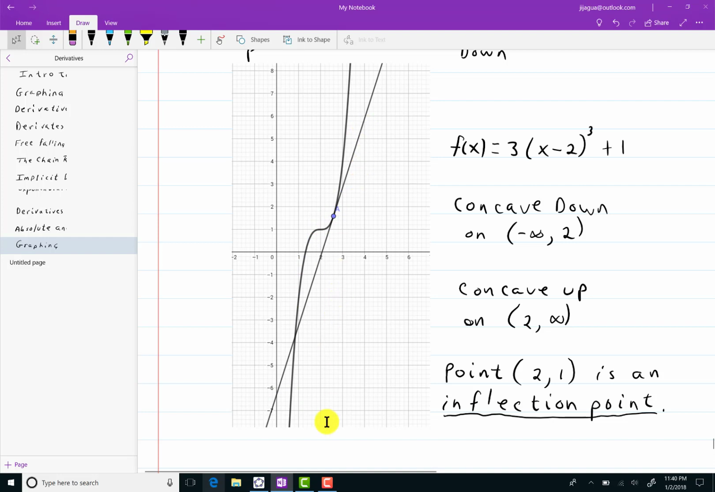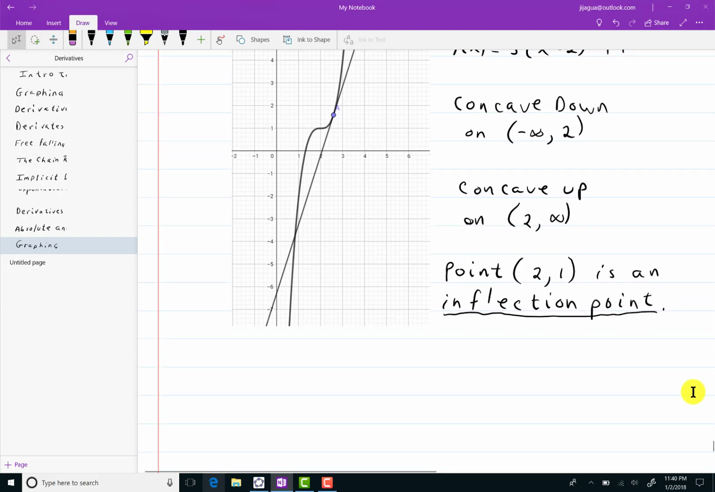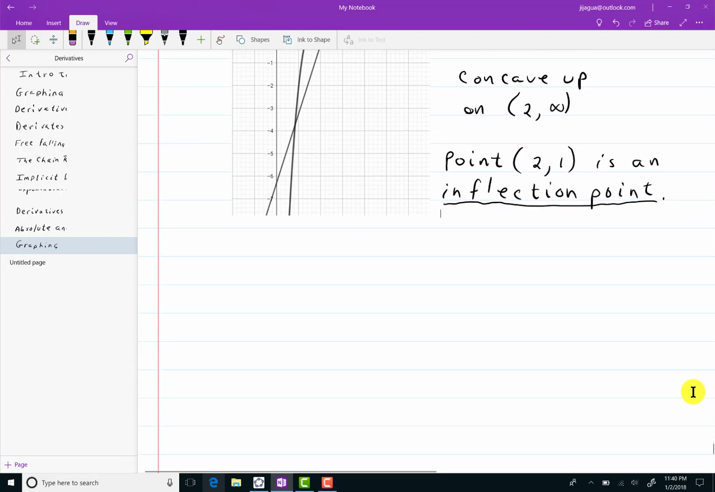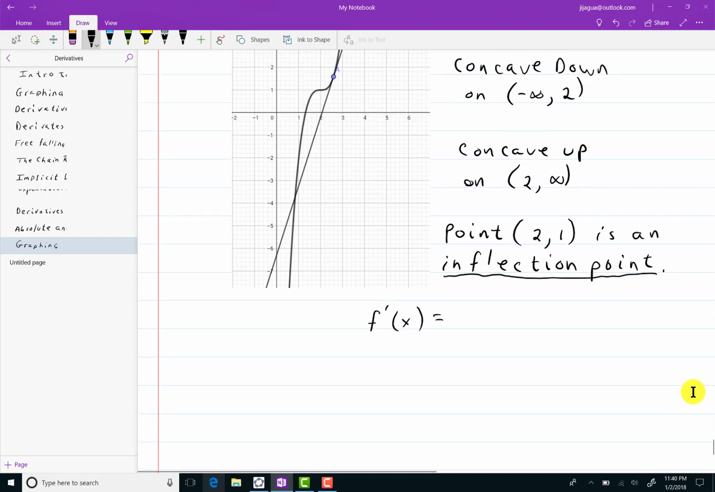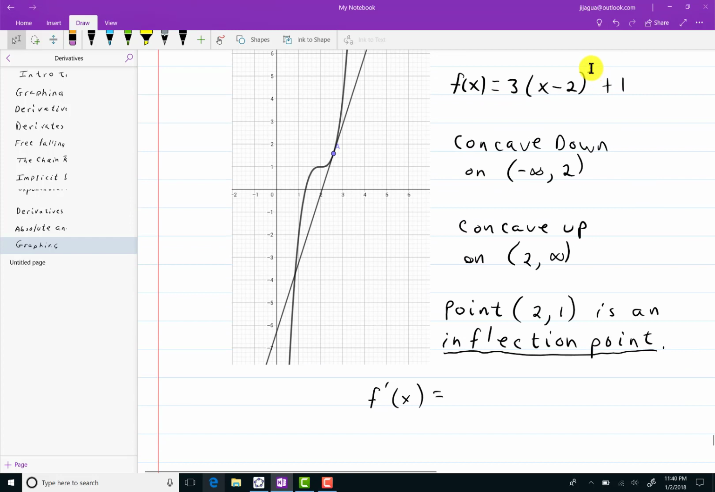I'll show you. We do something just like we did before. If I didn't have this graph in front of me and I were stuck with doing this by hand, let me take f prime. And I'm going to use the chain rule, of course. So this 3 comes down front, and I have 9 times (x minus 2) squared. The derivative of x minus 2 is 1, so that doesn't change anything.